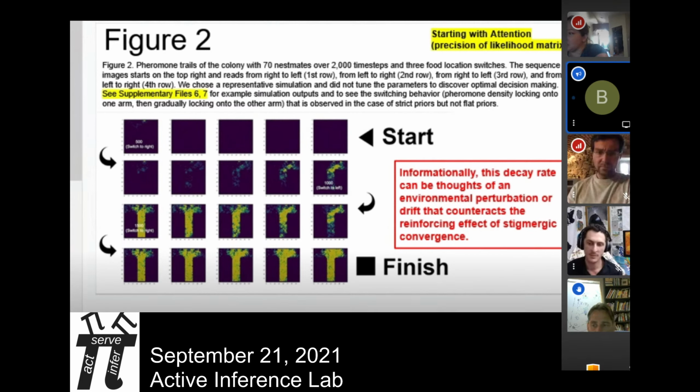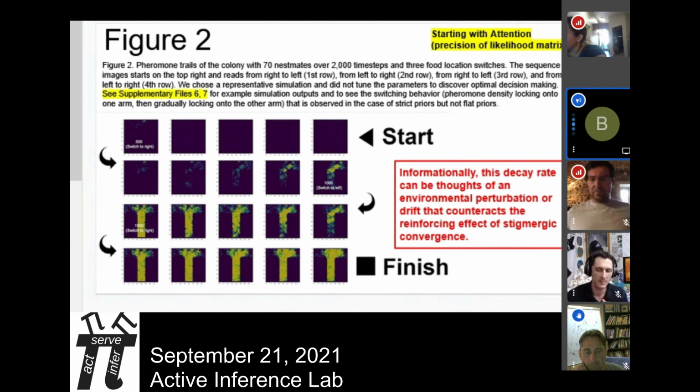Or maybe Stephen wants to comment on what I said and then you comment, or Stephen, do you want to go first, or what do you think?